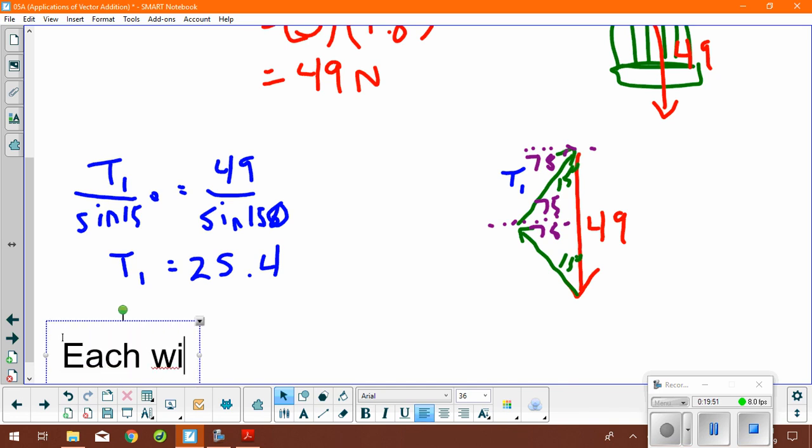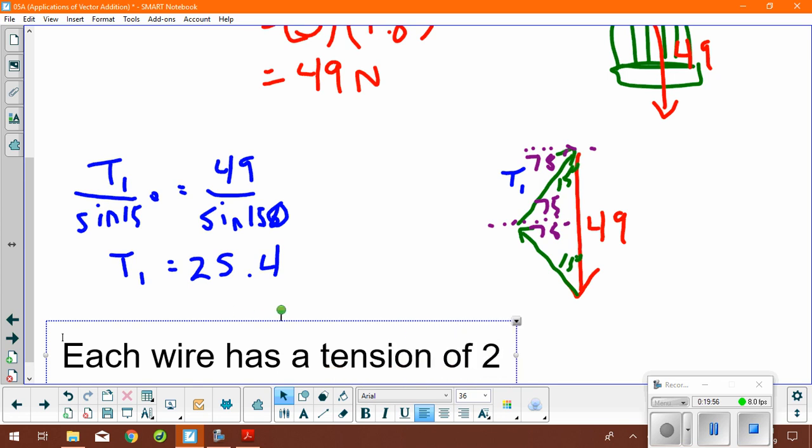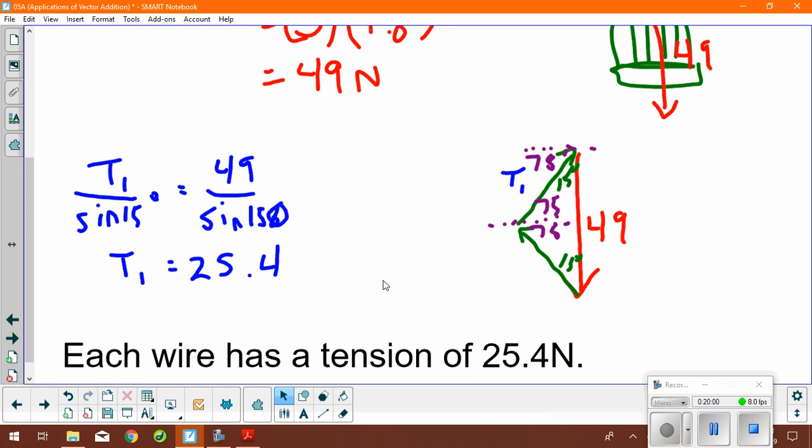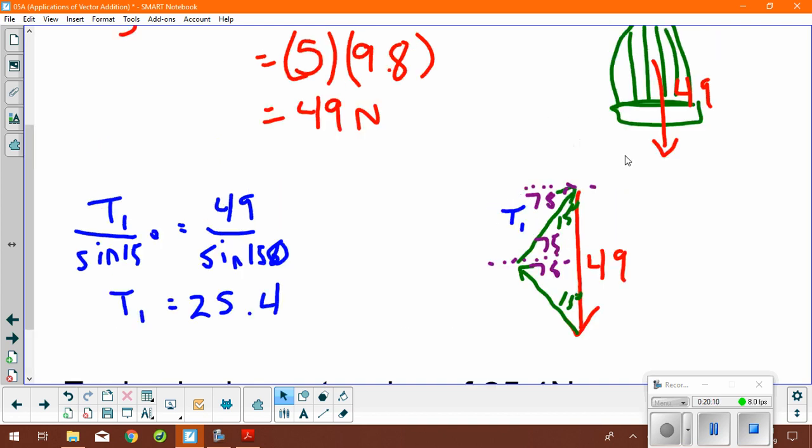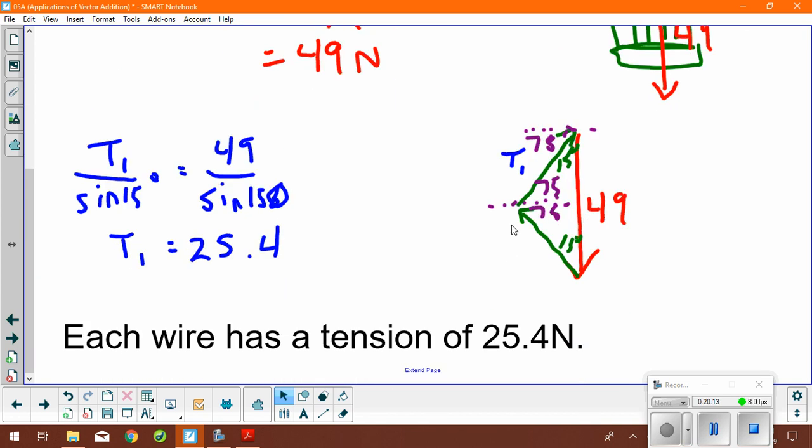So therefore, each wire has a tension of 25.4 newtons. And that's pretty much done. If the two wires have different angles at the ceiling, this would have been a little more complicated. But it's the same idea. Draw what you know, put the angles where they exist in the original diagram, and then use that to figure out what is left.